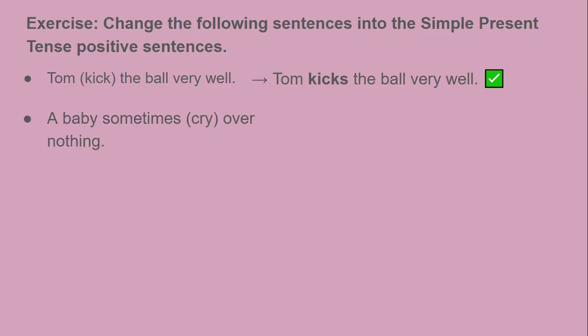Let's look at the next example. A baby sometimes cries over nothing. Okay? So we have a baby here, the subject, a baby, which can be a he or a she. So we know our subject. Then we look at our verb. Our verb, you can see, is cry. It ends with R and a Y, which is a consonant plus a Y.